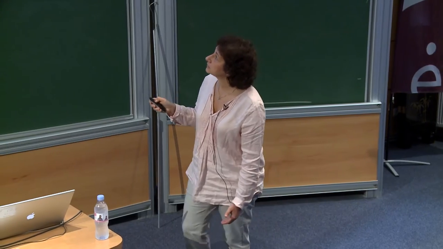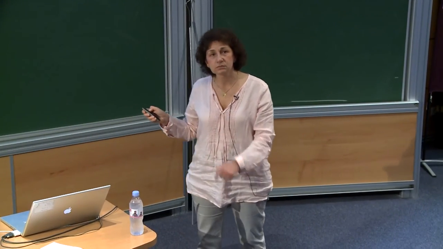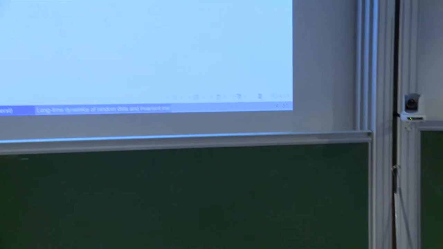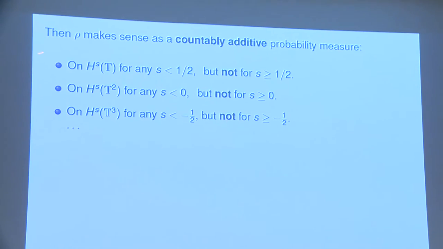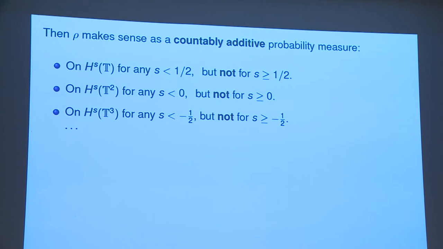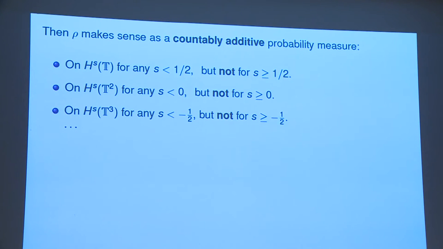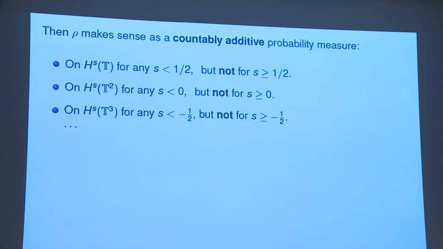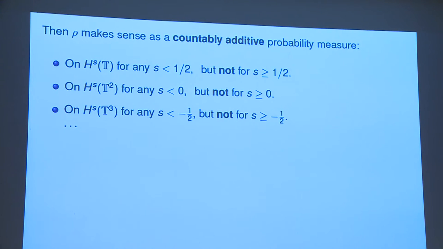In 2D, they are countably additive if you are below L2, with probability zero otherwise. In 3D, below minus a half, with probability zero if you're above. What that means is that this is exactly what guides you: what is the support of the measure, and where is the data going to live? That's the regularity of the data you're going to take. So in 1D, if you're looking at the Gibbs measure, you have to be in H^(1/2 minus). If you are in 2D, you have to be just below L2, and so on. So you see, as you go higher in dimension, you get very, very rough.